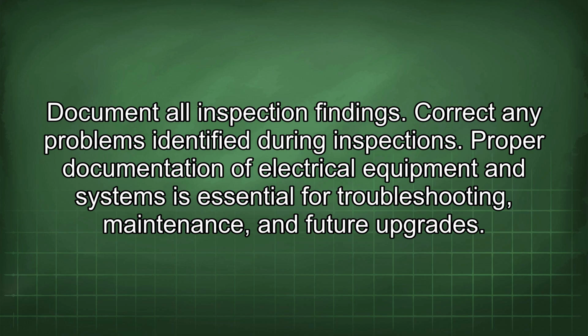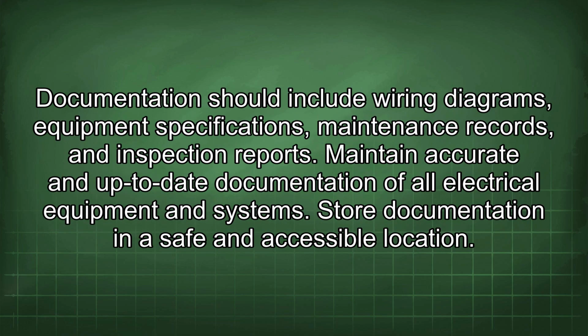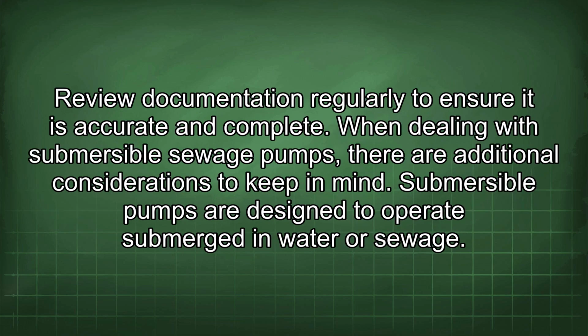Proper documentation of electrical equipment and systems is essential for troubleshooting, maintenance, and future upgrades. Documentation should include wiring diagrams, equipment specifications, maintenance records, and inspection reports. Maintain accurate and up-to-date documentation of all electrical equipment and systems. Store documentation in a safe and accessible location. Review documentation regularly to ensure it is accurate and complete.